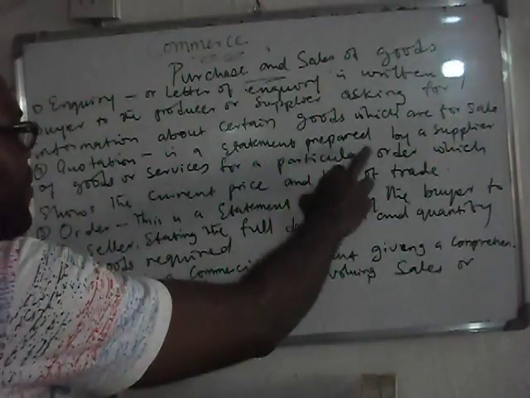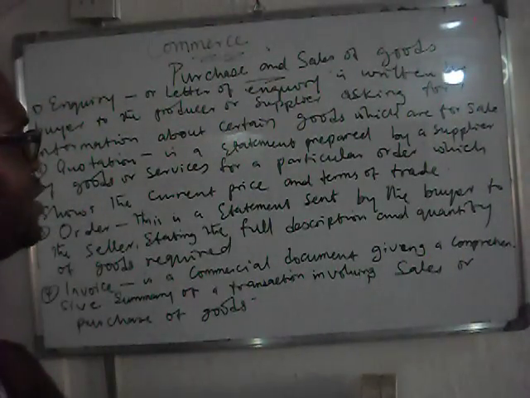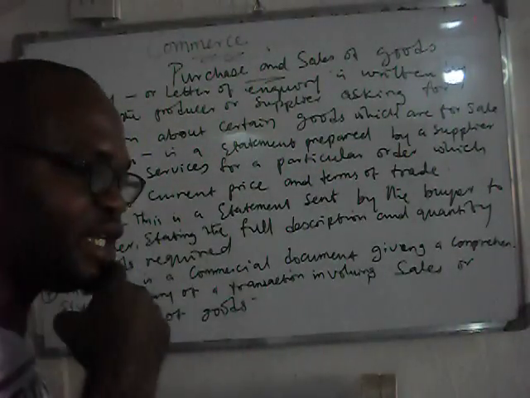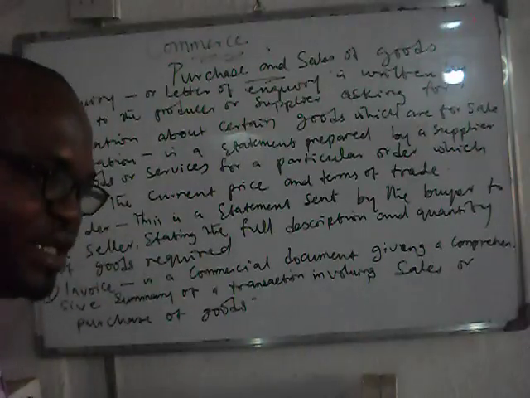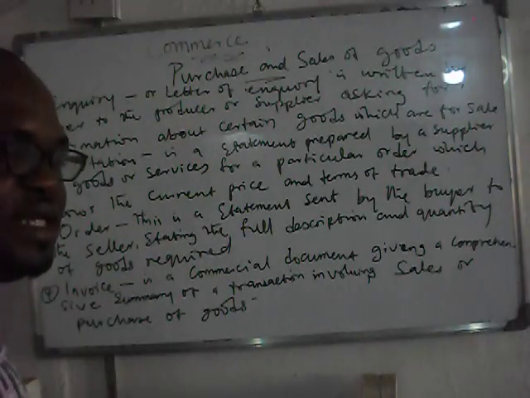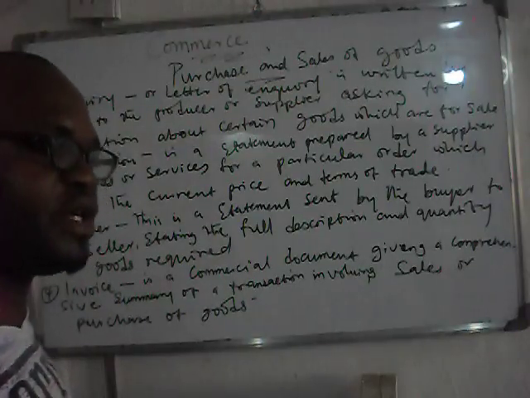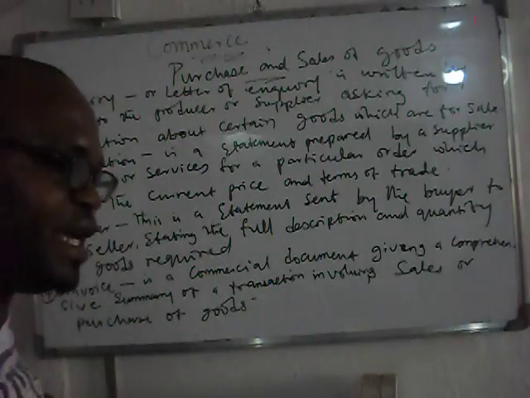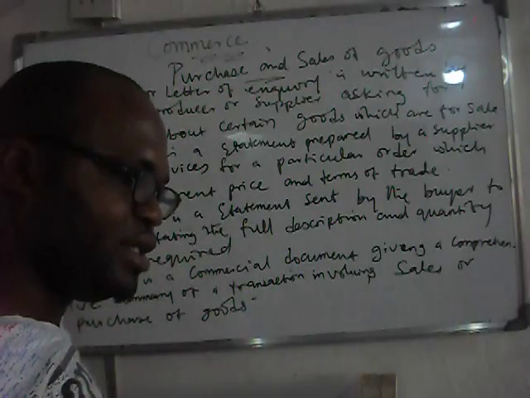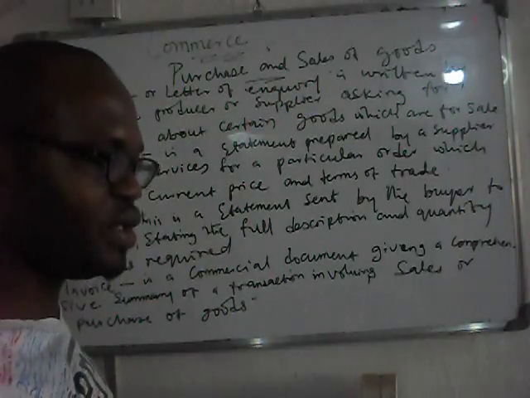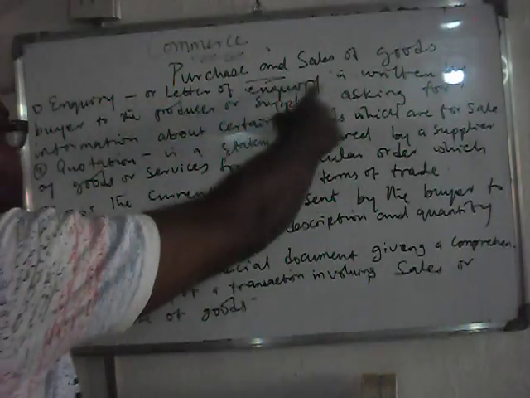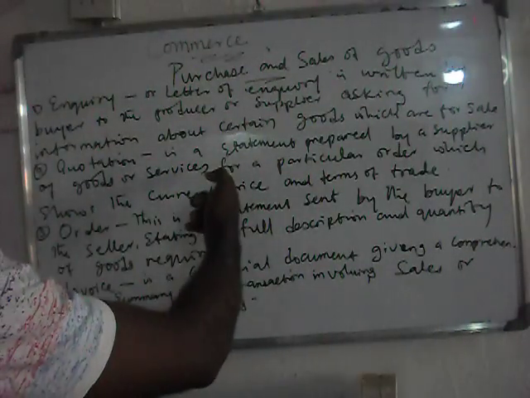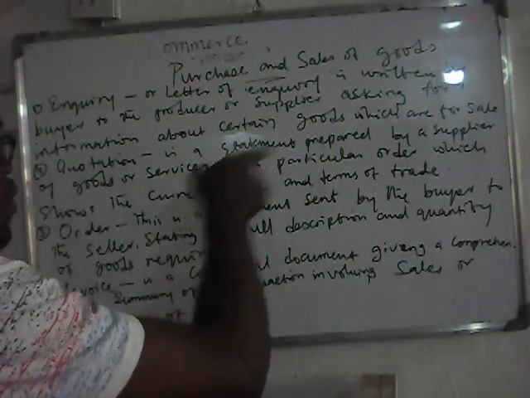So the statement is prepared by the supplier of the goods and services. You understand? You give it to the customer. It shows the current price and terms of trade. Inside that statement, you must have the prices of those commodities and the terms, how you're going to deliver it or get it to you. So quotation is what the supplier gives to the customer. Unlike the letter of inquiry, where the buyer writes to the producer or supplier. So this one is the other way around, from the supplier to the customer.